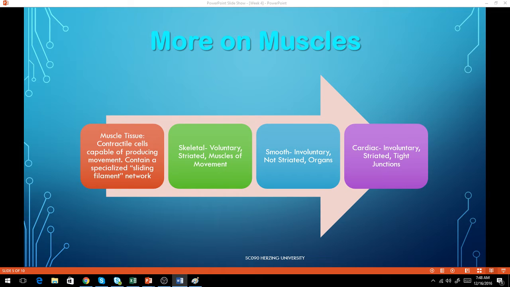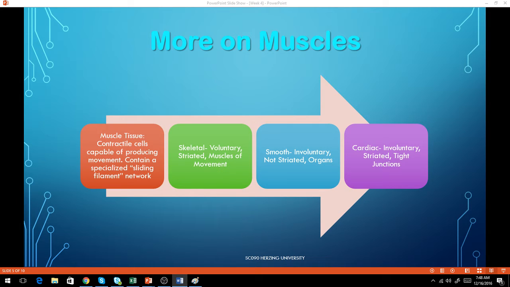Let's start with the technical definition. Muscle tissue is a collection of specialized cells which can contract. That means they can cause themselves to move. Muscle cells, and by extension muscle tissue, contain specialized sliding filaments or sliding fibers which are capable of producing movement.